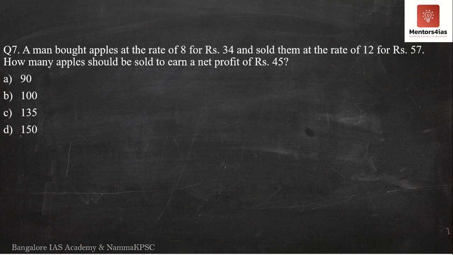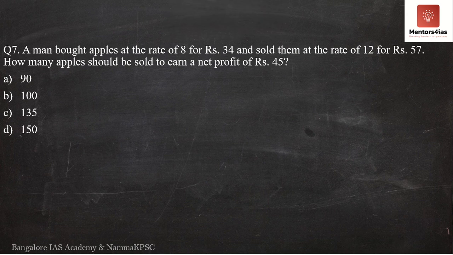7th question. What does question number 7 say? Question number 7 says a man bought apples at the rate of 8 for rupees 34 and sold them at the rate of 12 for rupees 57. How many apples should be sold to earn a net profit of rupees 45?